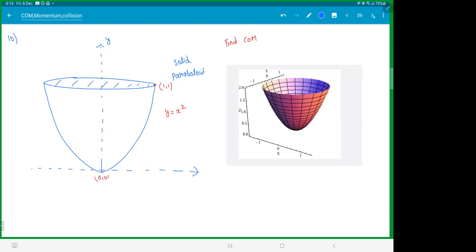Get this thing. How will you choose an element for this? Now, this is not any standard shape. First of all, it's a 3D shape. Able to visualize how to take an element? Take thin discs.